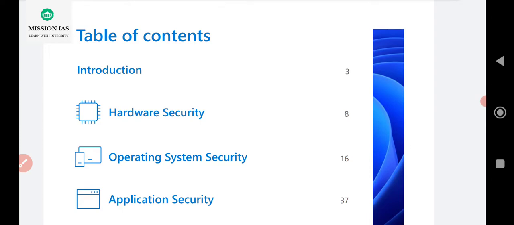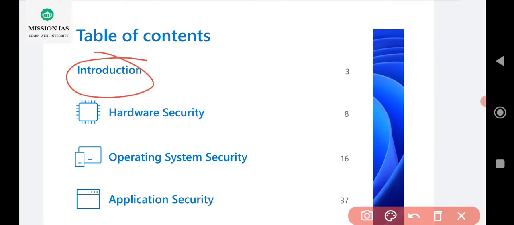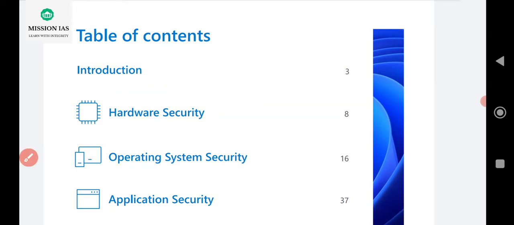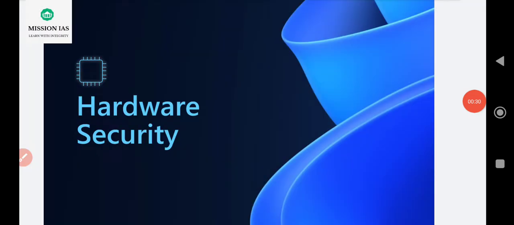I hope you have enjoyed the session on the previous session, or part 1, of this Windows 11 hardware to cloud security. So in this video we'll be discussing hardware security. In the part 1 video we discussed the introduction part of this content, and we'll be moving forward to hardware security. So let us begin the session regarding hardware security too. So this is how hardware security is.